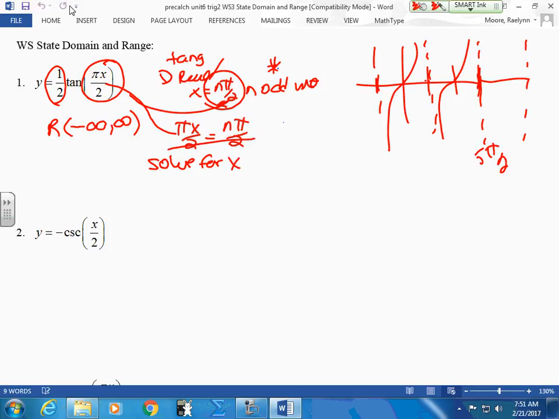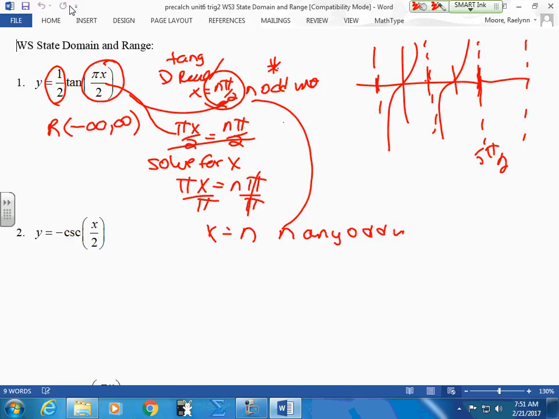So the denominators are the same, so my numerators should be the same. I'm solving for x. X equals n, any odd integer. So when n is 1, these are radians. When n is 3, they're radians. It's going to be right by pi. They're radians. I'm not asking you to graph it.